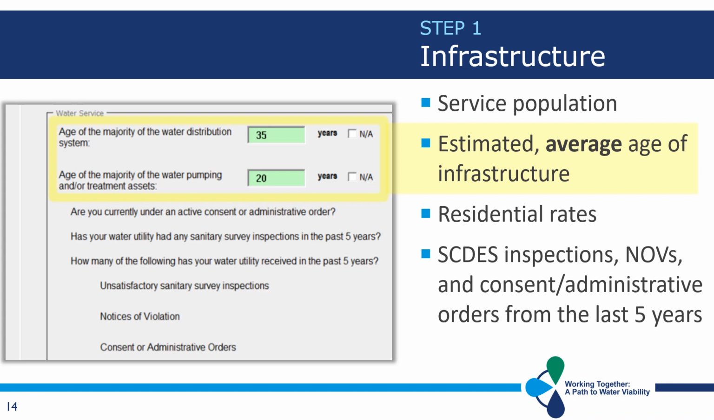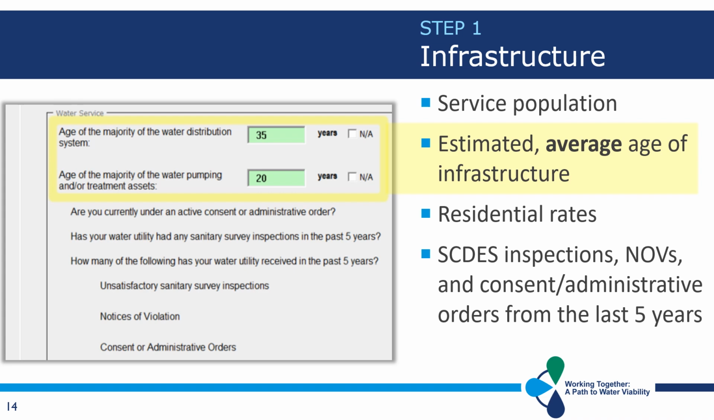For example, if most of the water pipes are over 50 years old, we know that significant capital improvements will be needed soon. For smaller systems, this could be estimated by considering when the system was first built and how much of it has been replaced or upgraded since then. Larger or more complex systems might use calculated depreciation or information from their asset management program.